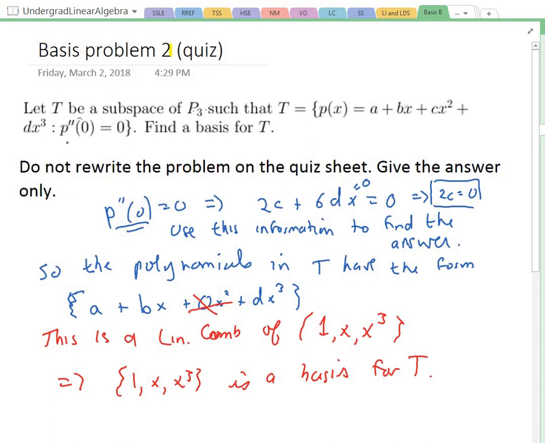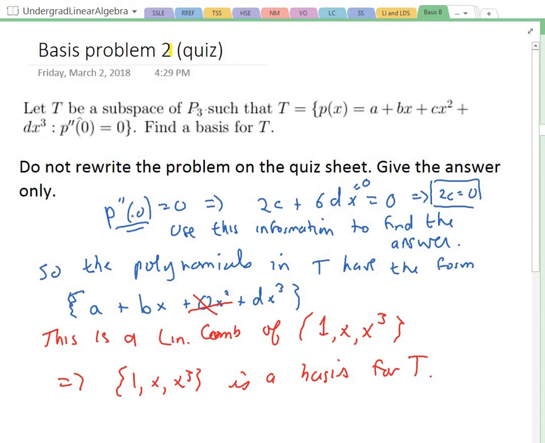Well, let's see what this condition implies for the coefficients a, b, c, d. What does this tell me about the coefficients? Well, if you take the second derivative, you can take it term by term. Second derivative of a is 0, second derivative of bx is 0. Second derivative of cx squared is 2c. Second derivative of dx cubed is 6dx.